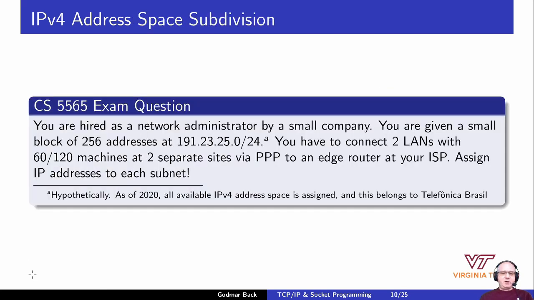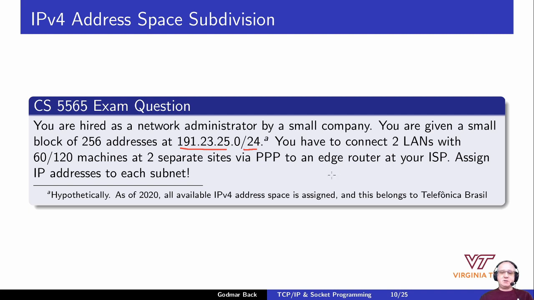Let's look at an example. This is an example I used several years ago to give on an exam in a graduate class. You're hired as a network administrator by some small company, and you ask for an allotment of IP addresses, and you were given a small /24 subnet at this address, 191.23.25. And you have two sites. They each have a LAN, maybe using Ethernet, with 60 and 120 machines, and you have a point-to-point connection that connects to an edge router at your ISP.